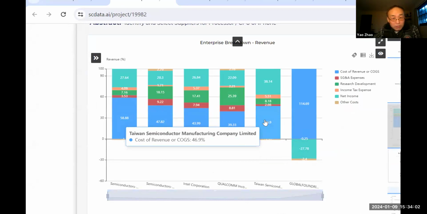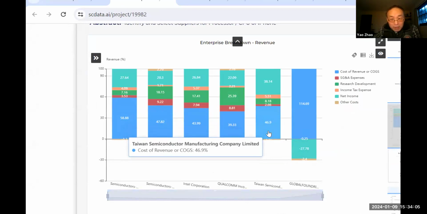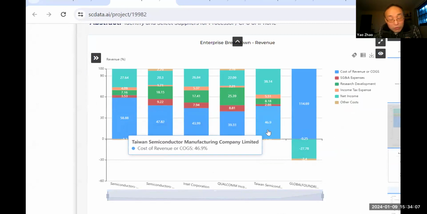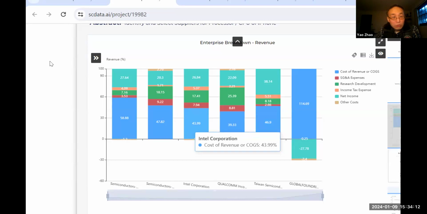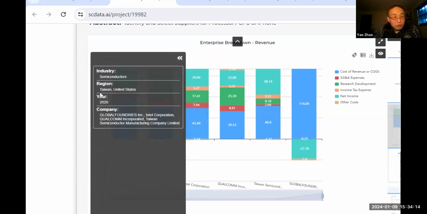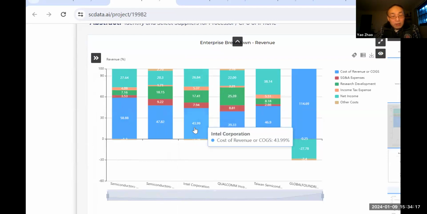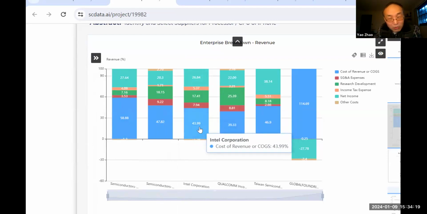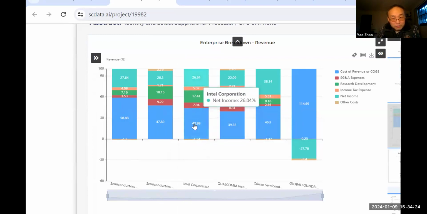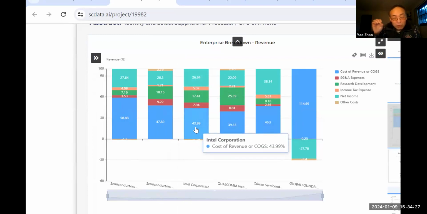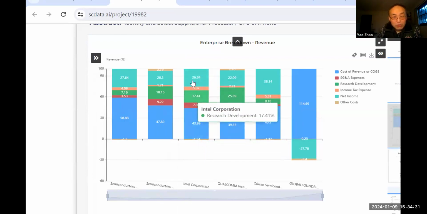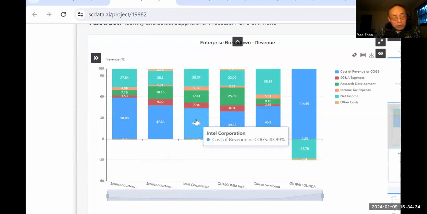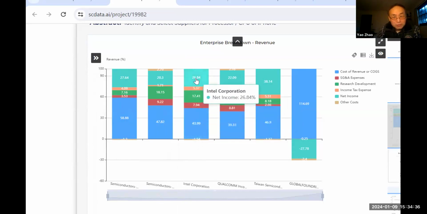If you look at the gross margin, TSMC has a higher cost of goods sold than Intel. That was year 2020. Given they have the same suppliers, Intel is selling its product at a higher price, because cost of goods sold accounts for a smaller percentage of the total revenue. That means the gross margin, which is one minus the cost of goods sold, is higher for Intel.